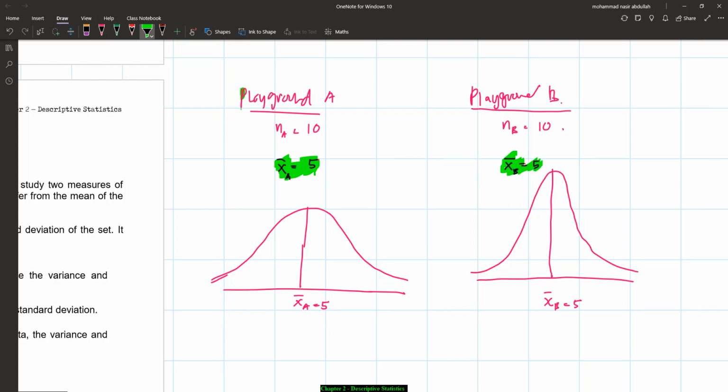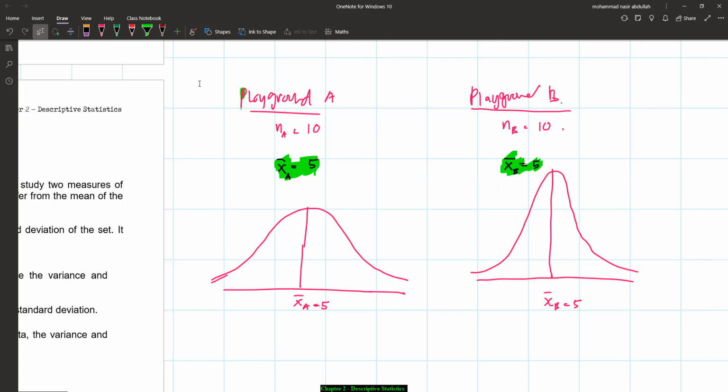Can you respond? Muhammad Akmal, can we say playground A and playground B have the same distribution? Yes. How many say yes? Khairunisa? Yes. Good. Idham Muhaimin? Yes.